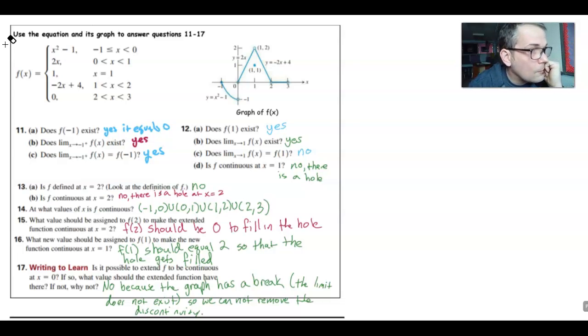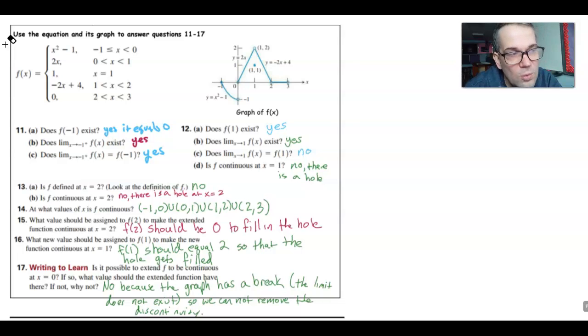So when they ask us about question 15, what value should be assigned to f of 2 to make the extended function continuous at x equals 2, I just noticed that at x equals 2, if the y value at that point happened to be 0, then that hole would get filled in. And we would no longer have a problem. If it's a hole in the graph, the limit exists, and that's considered removable. And I can remove it by saying, hey, let's pretend that x equals 2 produces a y value of 0. End of story, and we'll just extend the function. We'll fix it. And with 16, it's the same idea.